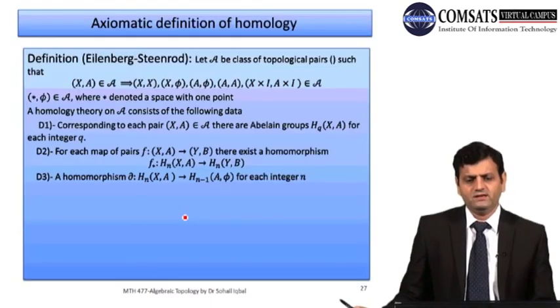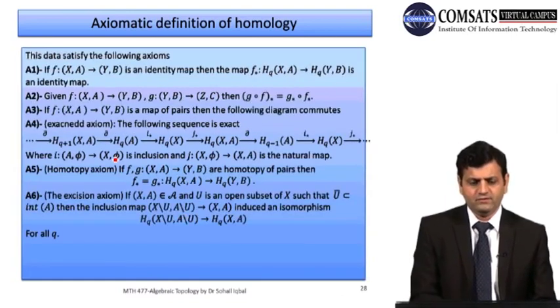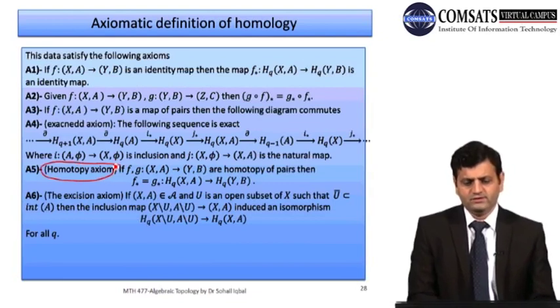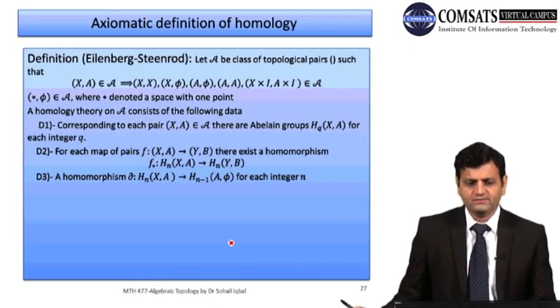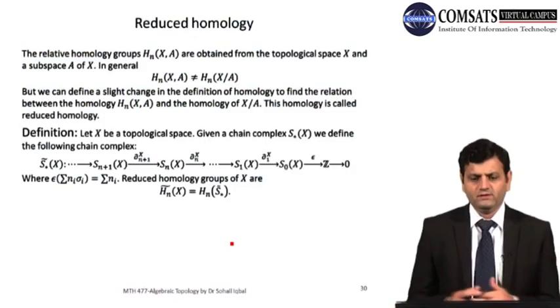Now remember that we have already seen the axiomatic definition of homology, and axiom number 5 was the homotopy axiom. It says that if we have two continuous functions between these two topological pairs which are homotopic, then f star is equal to g star. So basically we have proved some axioms for singular homology and shown that singular homology satisfies these axioms. Of course, we have shown only a few axioms.